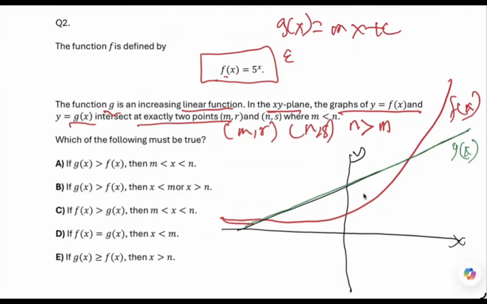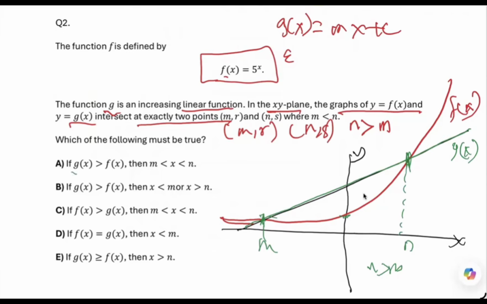They give you the coordinate where they intersect. So one intersect here, intersect here. If you bring this down, this will be n because n is greater than m. So m will be here, and the y coordinate here. We don't need the y coordinate. Based on the question, I don't need to worry about r and s. Don't freak out. Now you got to answer the question.